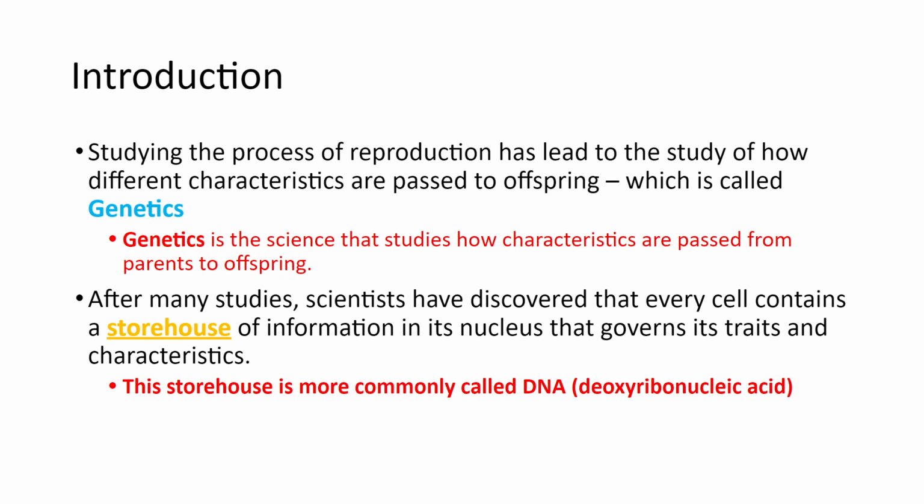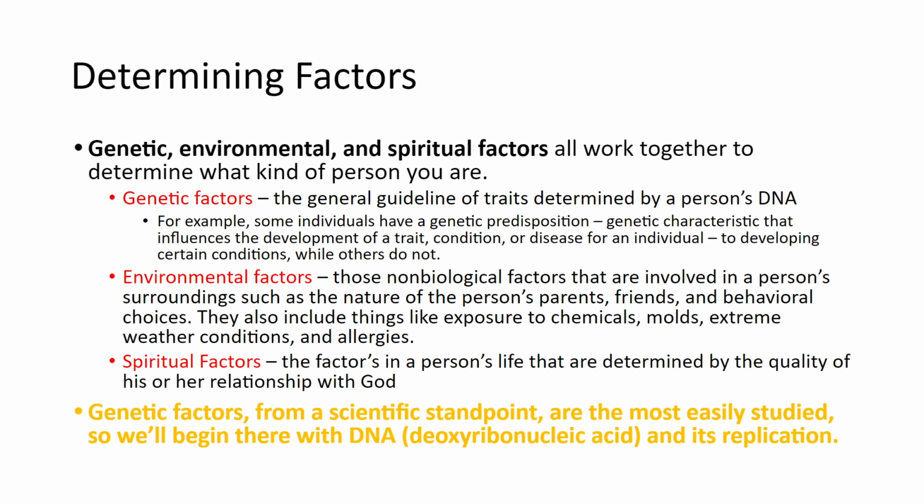So the genetic storehouse of information that governs traits and characteristics is just deoxyribonucleic acid, or one of the more common nucleic acids, DNA. There are determining factors that all work together to determine what kind of person you are: genetic factors, environmental factors, and spiritual factors. Genetic factors are the most easily studied from a scientific standpoint, and they're just a general guideline of traits determined by a person's DNA. Environmental factors are non-biological factors, and they include things that are in someone's surroundings, like the nature of the person's parents, friends, or their behavioral choices.